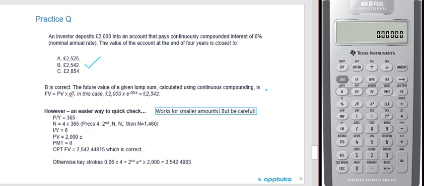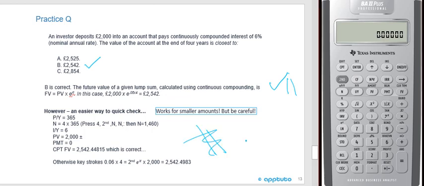So let's just do it on the calculator using the proper keystrokes first. So again, it's 6% for 4 years and continuously compounding. So 0.06 times that 4 years. Don't forget to hit the equal sign. Then second e to the x, and then we just multiply by that 2,000 pounds that we're going to invest. Hit equals: 2542.498. So it works.